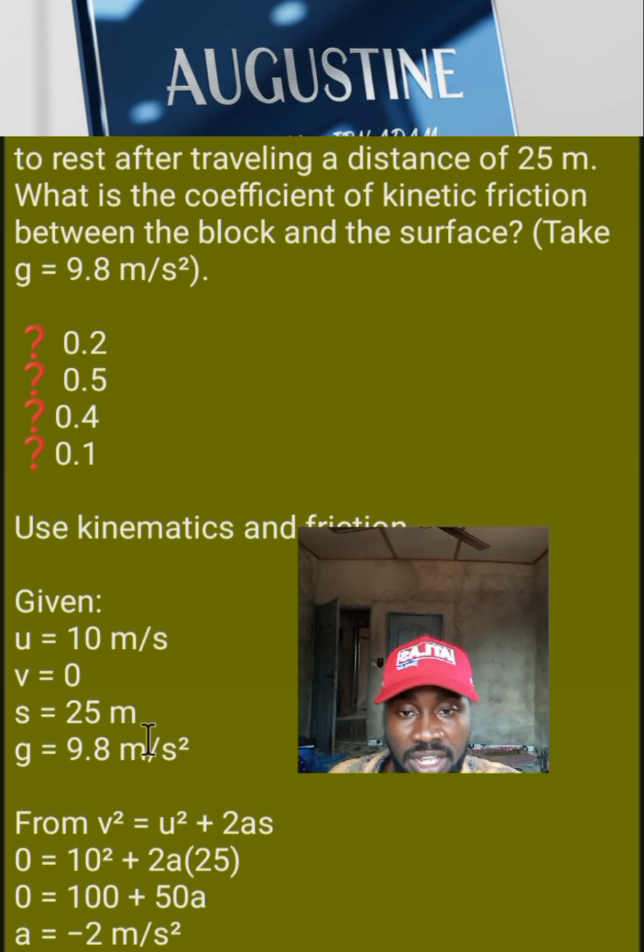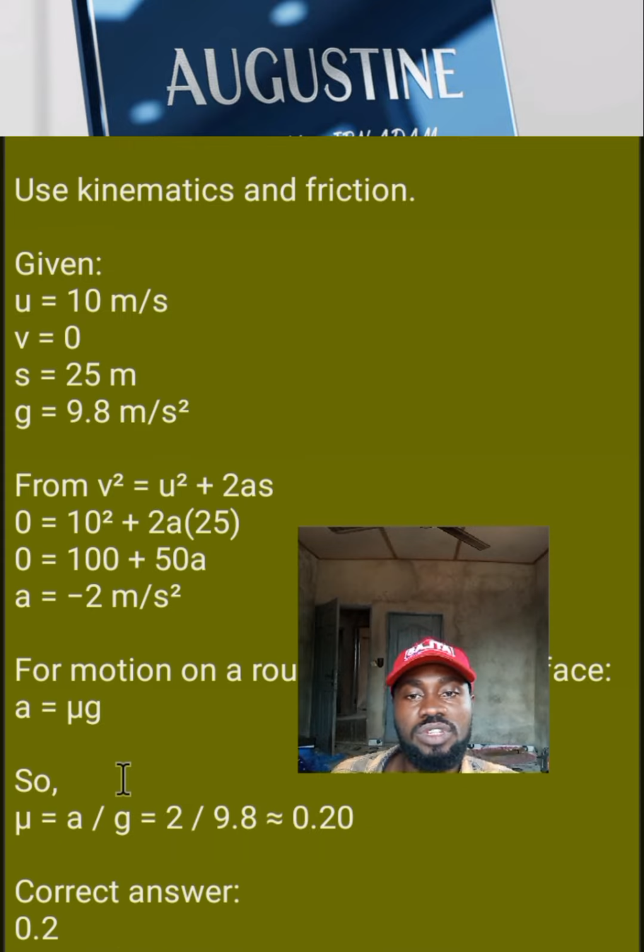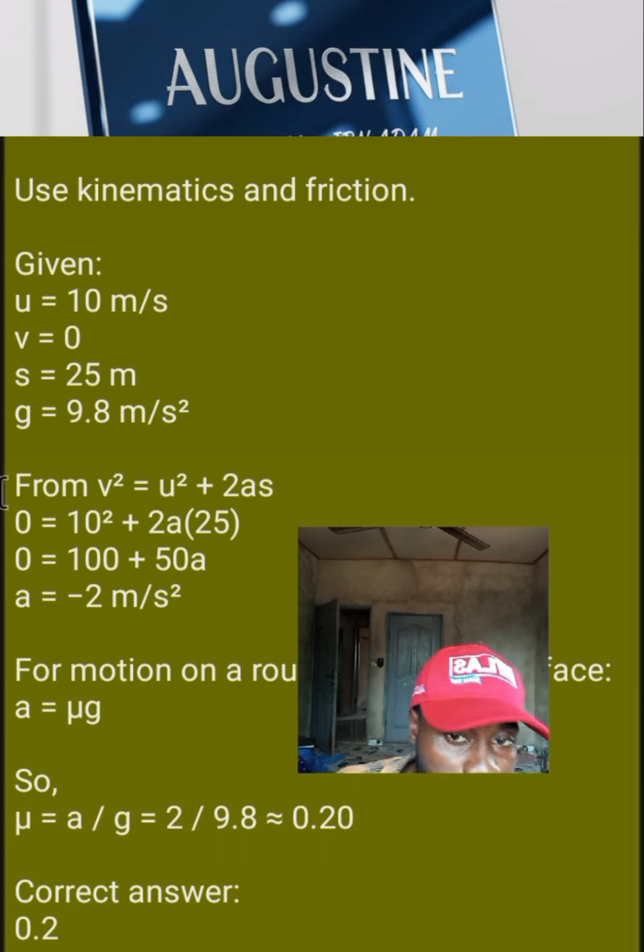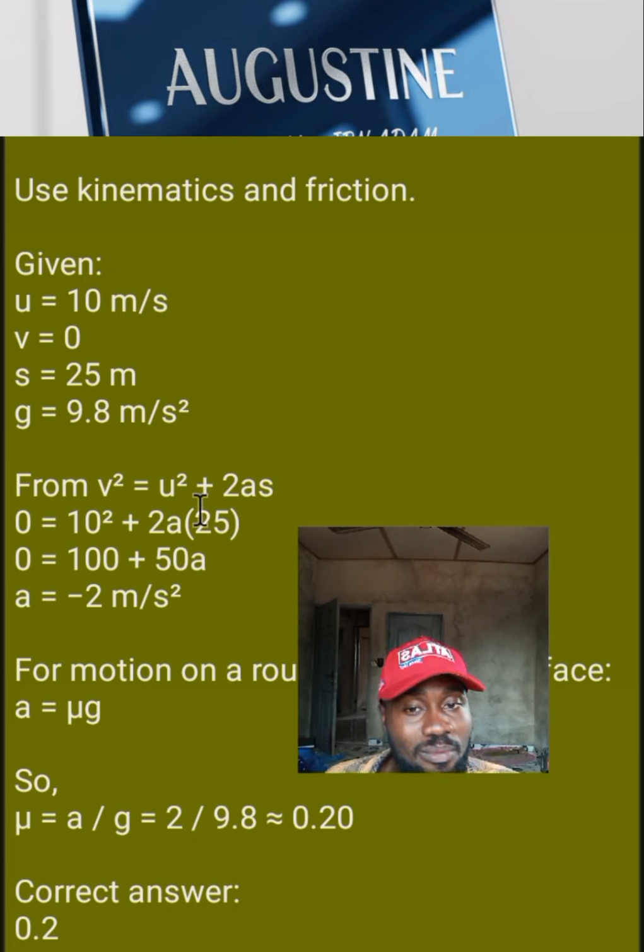Very easy. So you know how the equation of motion goes now. All these things they give us, all these things you see here. But see what we want to do now. When we use equation of motion to solve this, we are going to use the third equation of motion, which is v squared equal to u squared plus 2as, because they give us s.